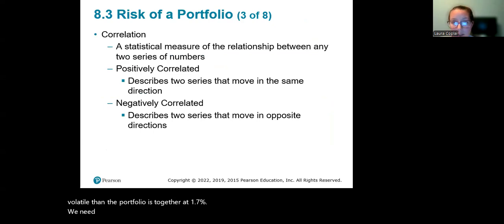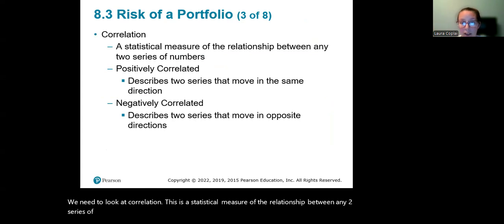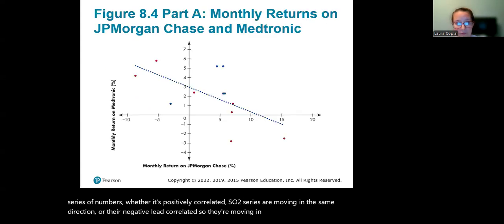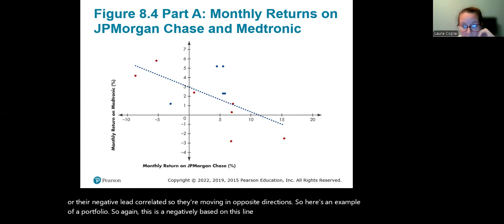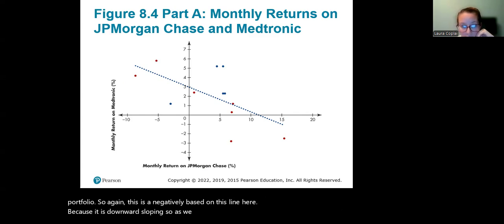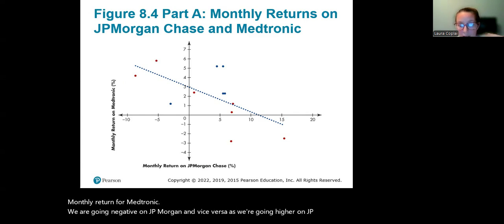We need to look at correlation. This is a statistical measure of the relationship between any two series of numbers, whether they're positively correlated, so the two series are moving in the same direction, or negatively correlated, so they're moving in opposite directions. Here's an example of a portfolio. Again, this is negative, based on this line here, because it is downward sloping. As we get higher on our monthly return for Medtronic, we are going negative on JP Morgan, and vice versa. As we're going higher on JP Morgan, we are going lower on Medtronic.